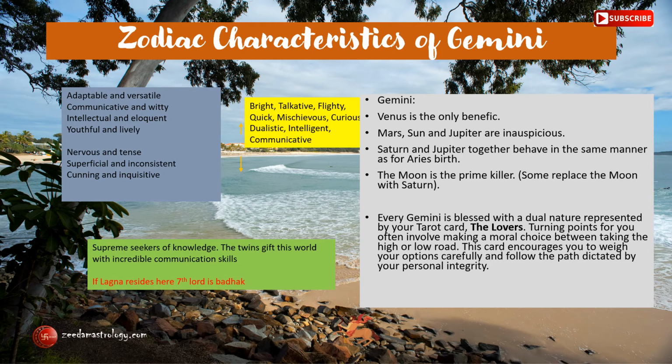And Gemini persons are supreme seekers of knowledge. And the twins, as we say in Gemini, gift this world with incredible communication skills. But if your Lagna resides here, the 7th Lord is Bhadak for you. The 7th Lord creates obstacles for you. And this is Jupiter. Jupiter in Sagittarius or Jupiter elsewhere. And we already went through that Mars, Sun, and Jupiter are inauspicious, so that Jupiter gives a double trouble here as being the Bhadak Lord or the Bhadakesh for the Gemini persons.